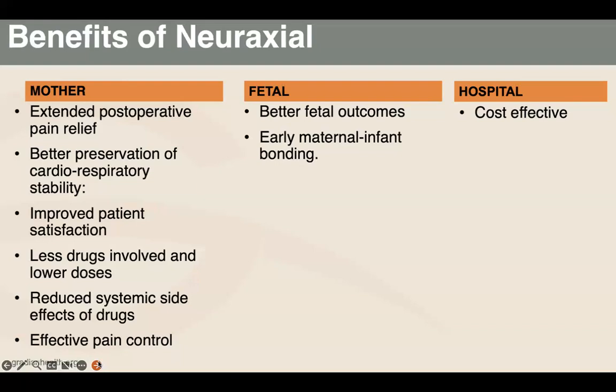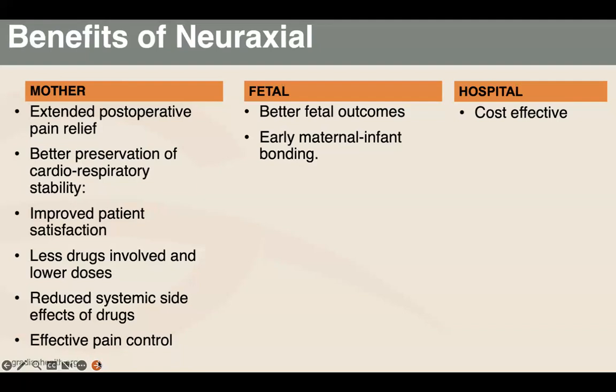There is a relatively better preservation of cardiovascular and respiratory system stability, and it has been noted to improve patient satisfaction, and less drug is involved and in lower doses. So clinically, the patient has reduced chances of succumbing to systemic drug toxicity in comparison to other modalities.